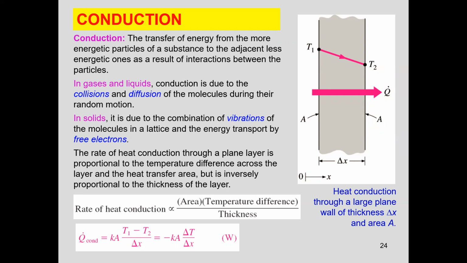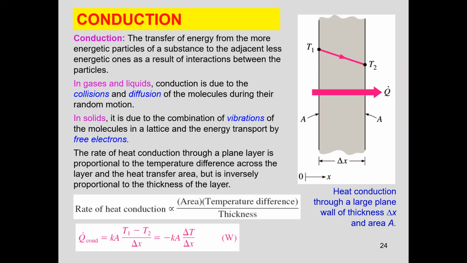The rate of heat conduction through a plane layer is proportional to the temperature difference across the layer and the heat transfer area, but it is inversely proportional to the thickness of the layer. So in mathematical form, the rate of conduction is proportional to the area. If you increase the area, the rate of heat conduction will increase. So if your surface area increases, naturally you will have more heating or more cooling, depending on what we're dealing with.